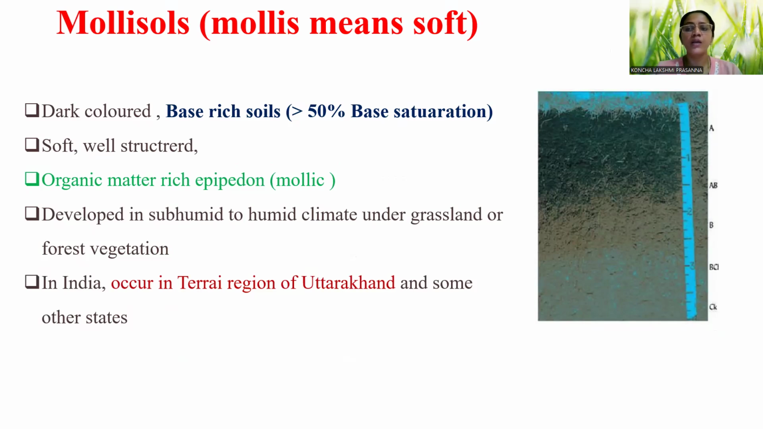Here, the main characteristics of these mollisols are that they are base-rich soils having greater than 50% base saturation. They are soft and well-structured soils having an organic matter-rich epipedon, that is the mollic epipedon. These are generally seen in subhumid and humid climates, where grassland and forest vegetation is dominant. In India, this soil order occurs in the Terai regions of Uttarakhand.